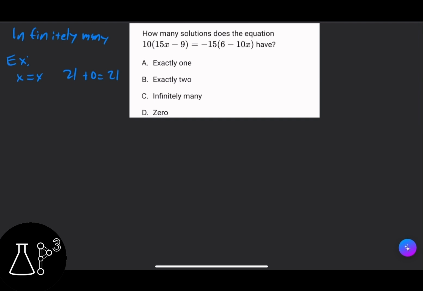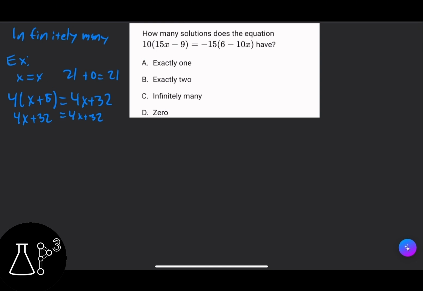And it could also be factored too. For example, let's say if I have x plus 8, that equals 4x plus 32. And if you multiply the factor on the left side, you get 4x plus 32, which equals 4x plus 32, which is infinitely many because both sides equal the same.